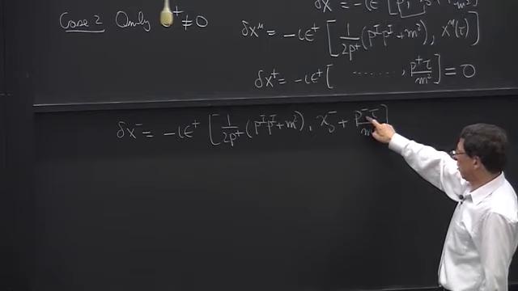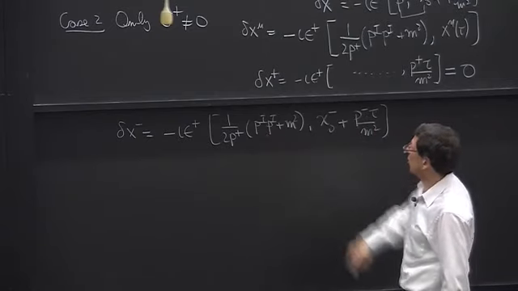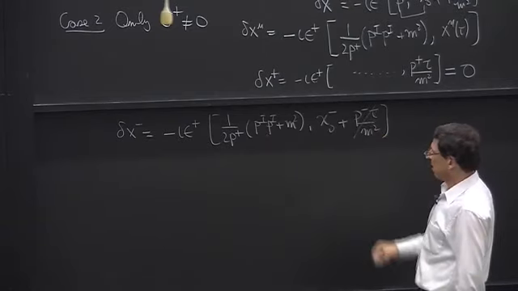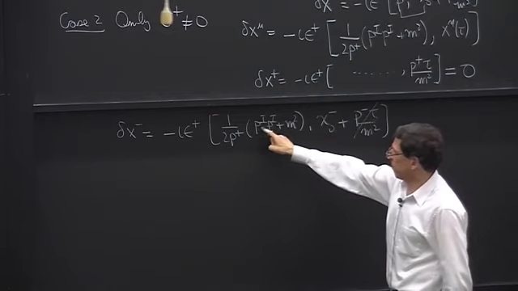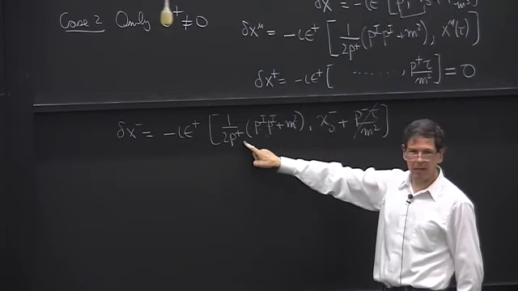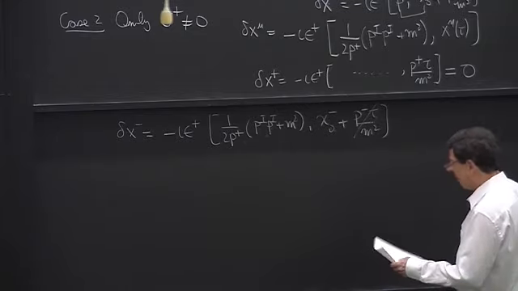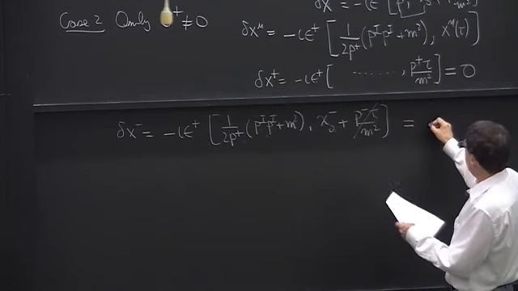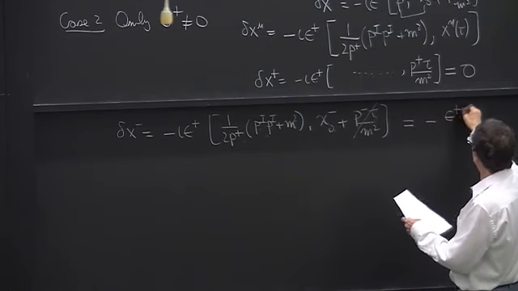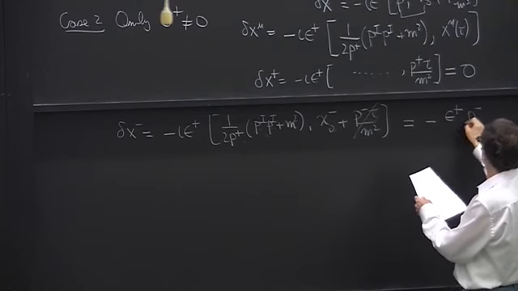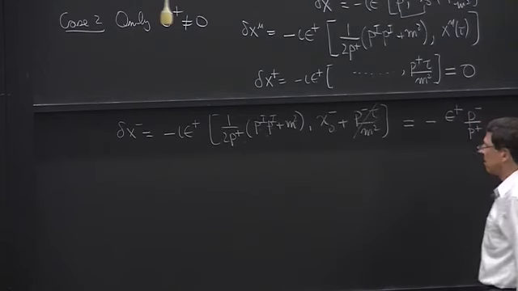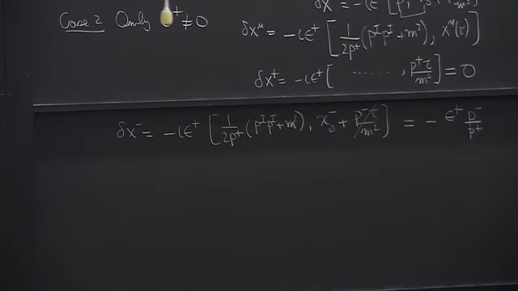P minus certainly commutes with this thing. This is also p minus. Good. x0 minus commutes with the pi's, but it doesn't commute with p plus. So actually, it's not 0, this whole thing. Okay, we can do that commutator. I'll leave it up to you to do it. It's not hard, but you get epsilon plus p minus over p plus. So this one didn't work. This one doesn't work.